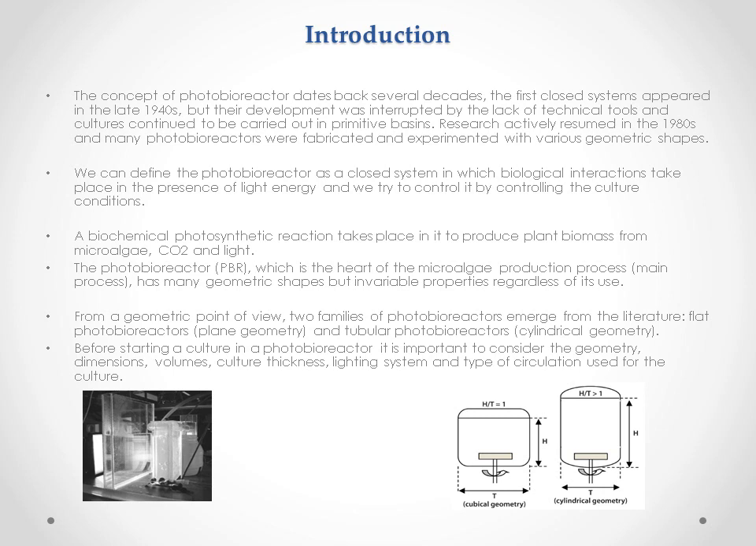The photobioreactor can be thought of as a closed system where biological interactions occur in the presence of light energy, and which we attempt to control by adjusting the culture conditions. The photobioreactor, which is the heart of microalgae production, has a variety of geometrical forms, but constant properties regardless of its use. From a geometrical perspective, two families of photobioreactor can be listed: flat photobioreactors and tubular photobioreactors. It is crucial to take into account the geometry, dimensions, volumes, culture thickness, illumination system, and the type of circulation before beginning a culture.